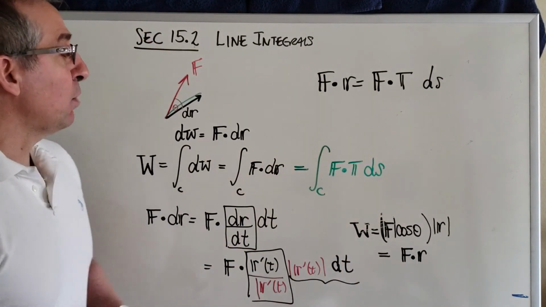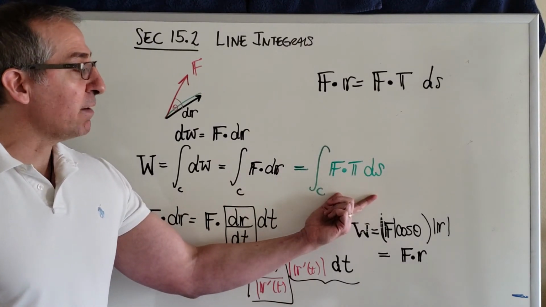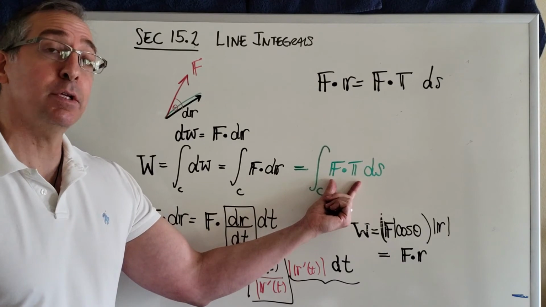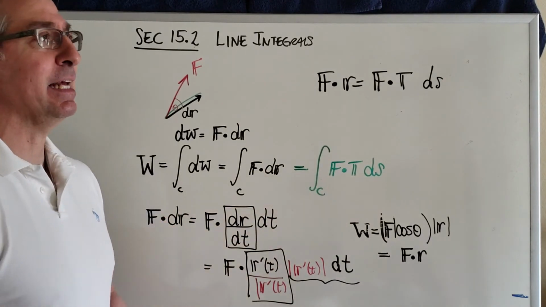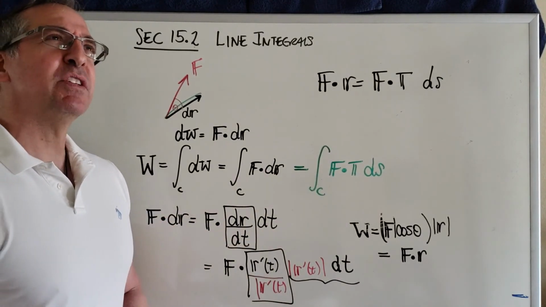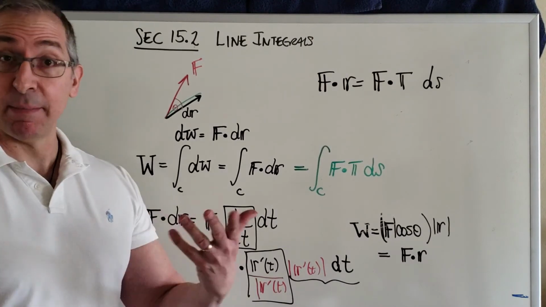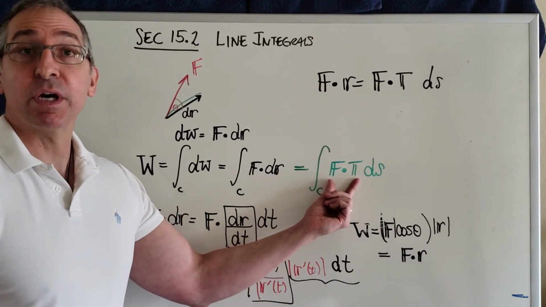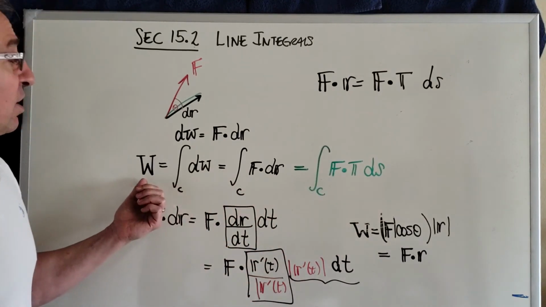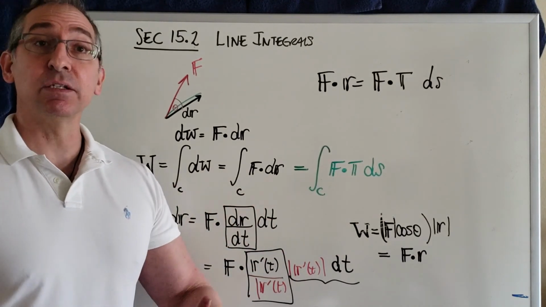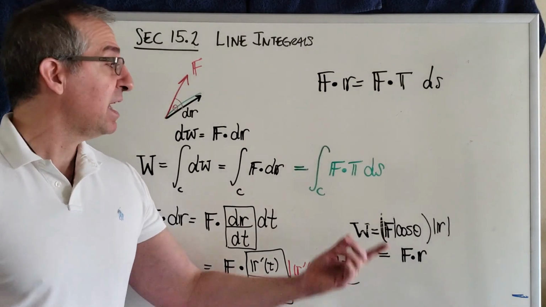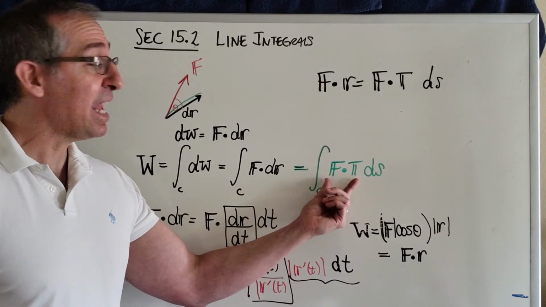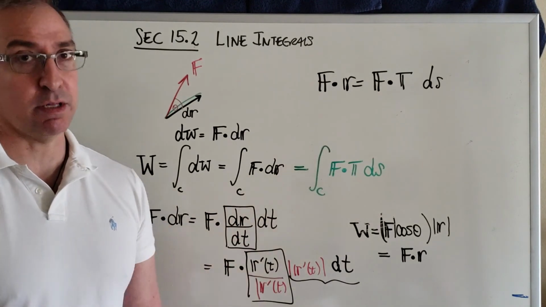Now, this may appeal to a lot of you that are in physics and engineering. If you remember the notation that we used back in chapter 12, section 12.9, I think it was, when we were talking about acceleration, this is referred to as the tangential component of the force. So what this tells us is that the work done by a force field on an object moving along a curve is due entirely to the tangential component of the force.